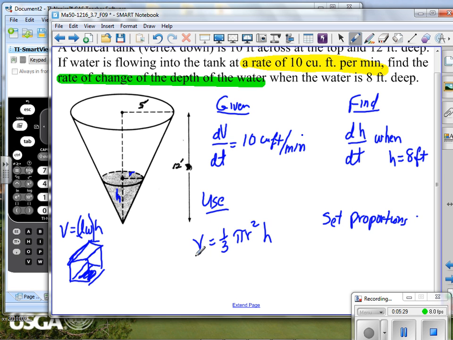Okay, and if I take the derivative of this, I'm guaranteed I'm going to get a dr/dt somewhere, and if I can avoid that, I will. So the proportion is going to be what? 5 is to 12 as R is to H, which tells me that R has the same representation as 5 times H divided by 12.